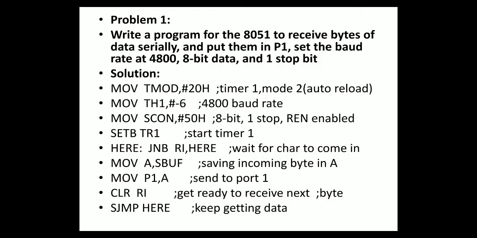Write a program for the 8051 to receive bytes of data serially. In yesterday's example, we had a transmission. In today's video lecture series, I am taking reception: receive bytes of data serially and put them in port 1, P1. Set the baud rate at 4800. I want this baud rate to be set, and you can use the normal mode 1 operation for serial transmission.